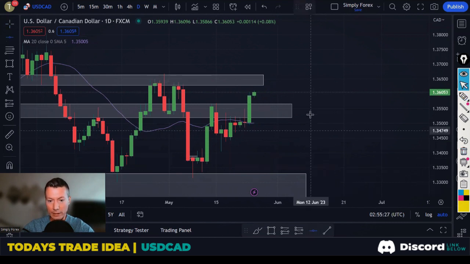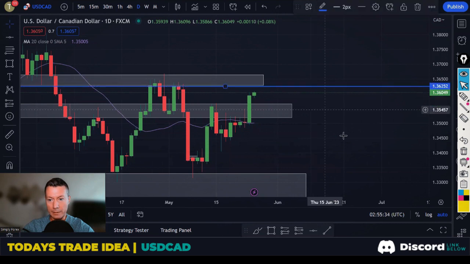Let's put it in, actually. Let's put this in. I'd probably look to take price, yeah, maybe up to here. Maybe around 3625. We don't have much room to move into, which is why we need a retrace.